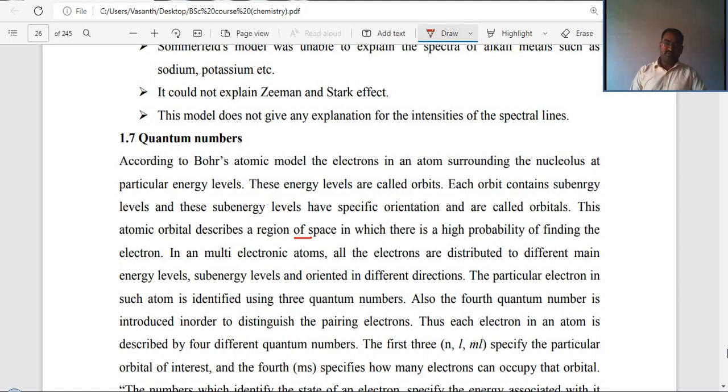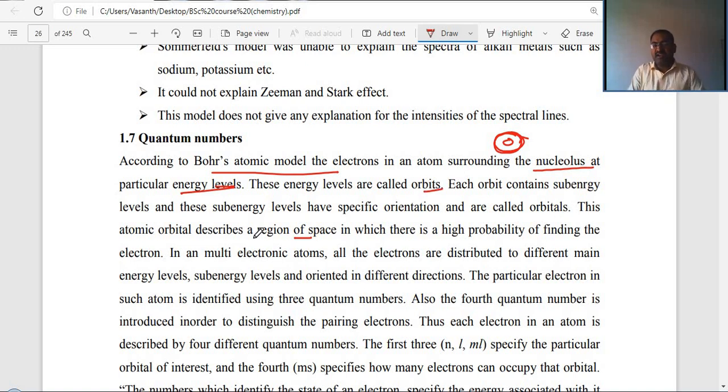In this module, we have to learn the concept of quantum numbers. Let's just glance at Bohr's atomic model: the electron in an atom surrounds the nucleus at particular energy levels. These energy levels are called what? Orbits.